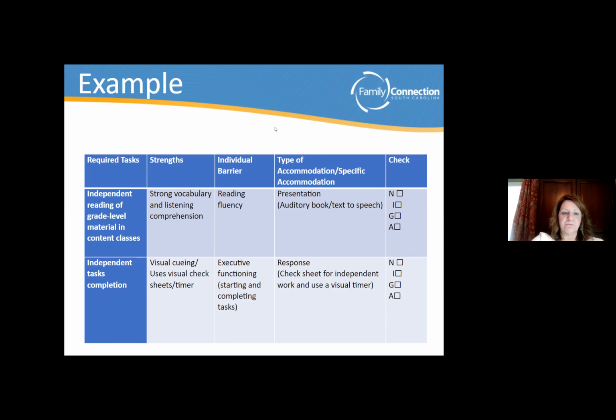Okay. And here's another example, for independent task completion. If the student responds really well to visual cueing or using a timer and visual check sheets, because they're having a hard time being organized, starting and completing tasks, then using a check sheet for independent work and a visual timer might be appropriate. Okay.